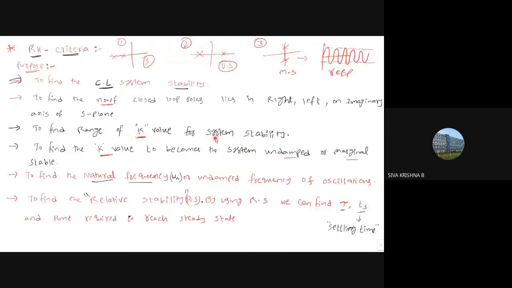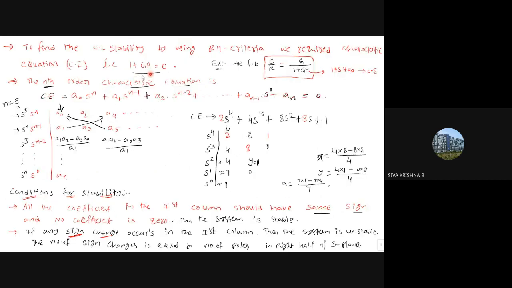Whenever you want to find the RH criteria, if you want to go for this procedure, you must need a closed loop characteristic equation. That means you need a CE. CE means characteristic equation. So whenever you want to go for the CE, you need a closed loop system. So that means 1 plus GH equals 0.